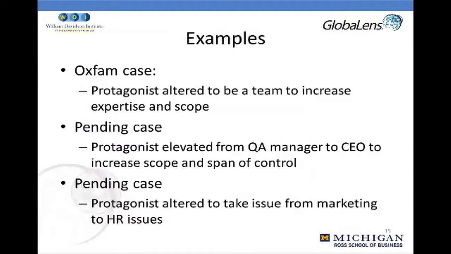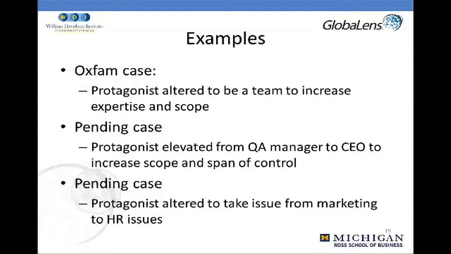So I wanted to describe a couple of examples that we've seen fairly recently. One is a case that's available in our collection. If you search for it, it's Oxfam. In this case, we ended up altering the protagonist slightly to be focused on a team instead of on a specific individual. That was an effort to do a couple of things. One was to increase the expertise and scope of the position and the decisions needing to be made. The other was because the person in the middle of the case was slightly uncomfortable with acknowledging how big of a role he played individually.